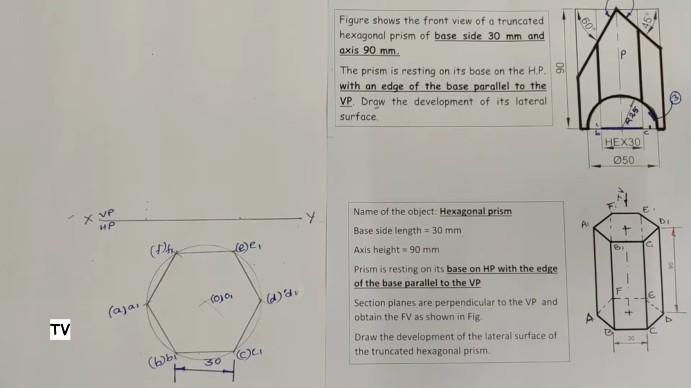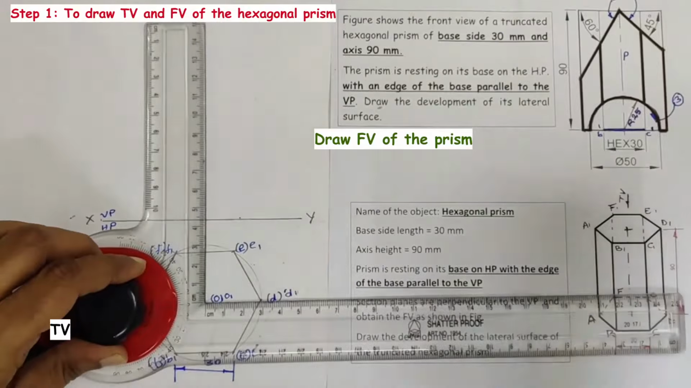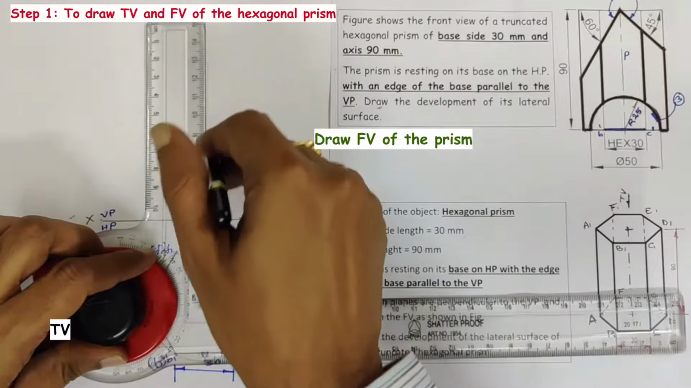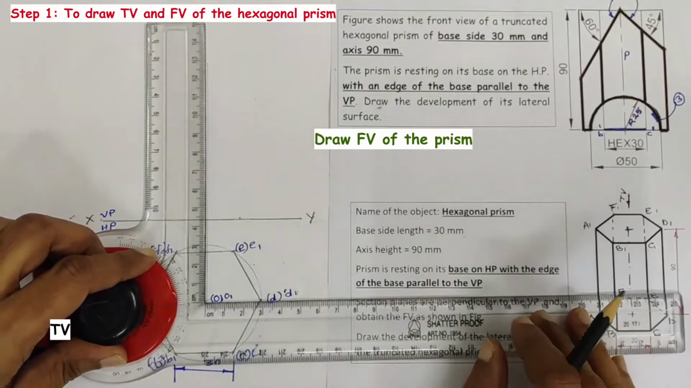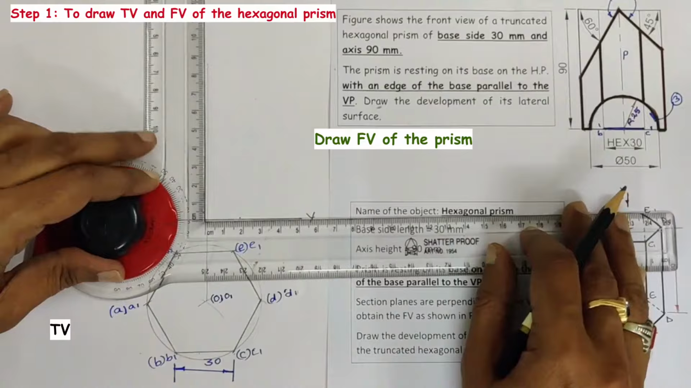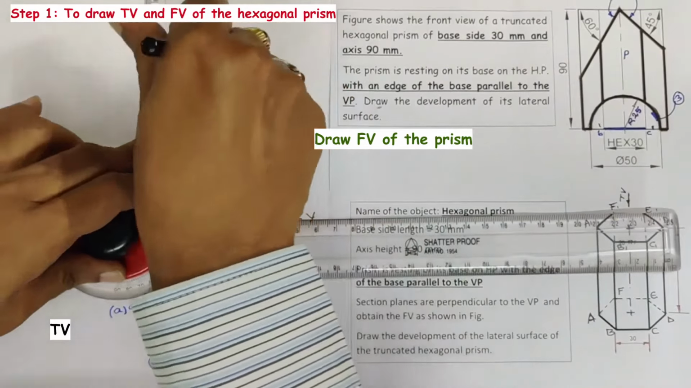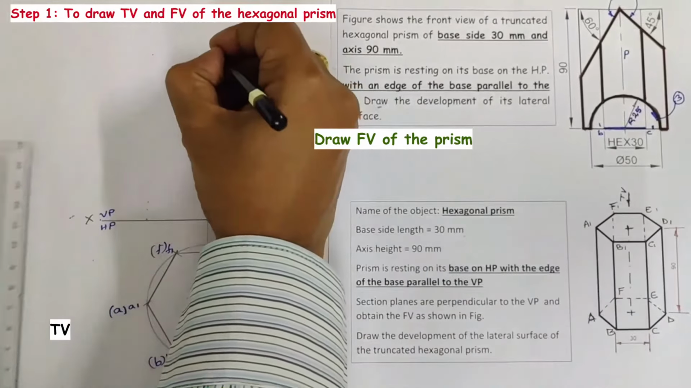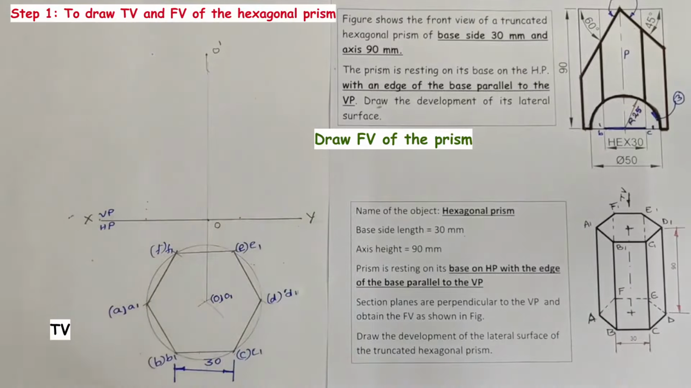For that, first we will draw a projector through the image of the axis point in top view towards the vertical plane. Here, the top view as well as front view lines are drawn with a 3H pencil, that is thin lines. Here, the height of the axis is given in the problem as 90 mm. Then name this point as O dash and this one as O.